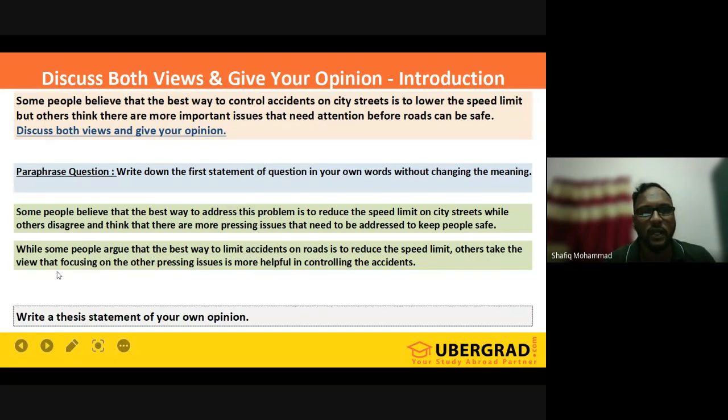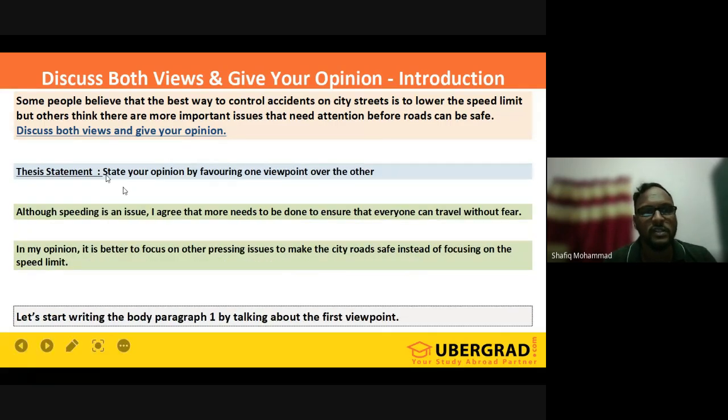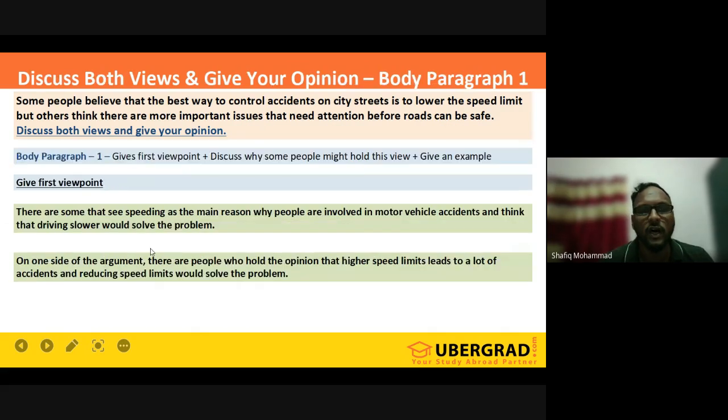While some people argue that the best way to limit accidents on roads is to reduce the speed limit. It is the same thing, told in different paraphrasing. Others take the view that focusing on other pressing issues is more helpful in controlling accidents, right? Then your thesis statement would state the opinion by favoring one viewpoint over the other. So you would take a side here. For example, although speeding is an issue, I agree that more needs to be done to ensure that everyone can travel without fear. Okay. In my opinion, it is better to focus on other pressing issues.